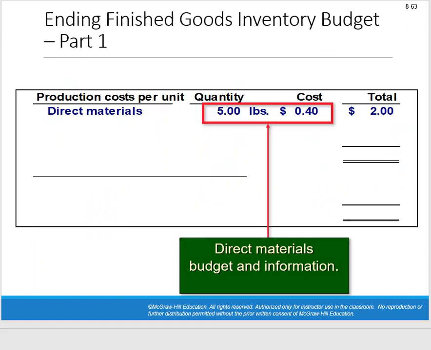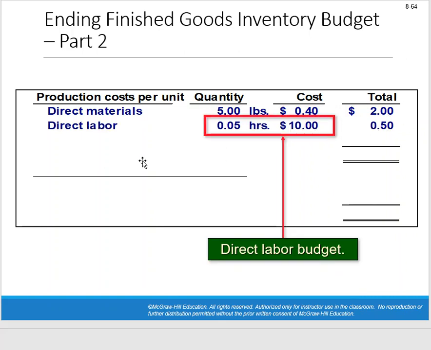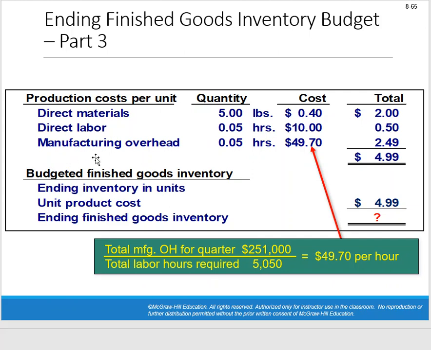Next, we need to do our ending finished goods inventory budget. So we need to know what we end up with, what's going to stay on our balance sheet. So in terms of understanding our production cost per unit, we have direct materials, 5 pounds, 40 cents, so that's $2. Direct labor is 0.05 hours per unit times $10. Looks like 50 cents. And then our MO is 0.05 hours, right?